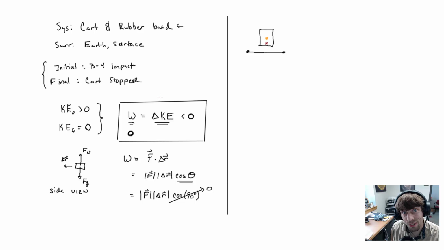Okay. The other trick would be, what can you tell me about the velocity? I'll say, what can you tell me about the velocity of the center of mass as compared to the velocity of the cart?